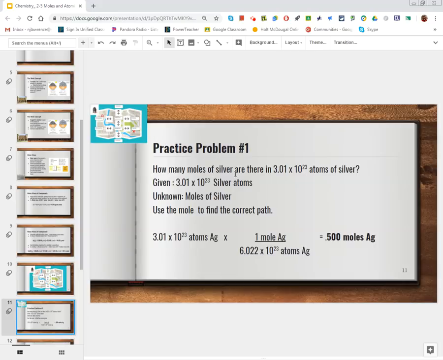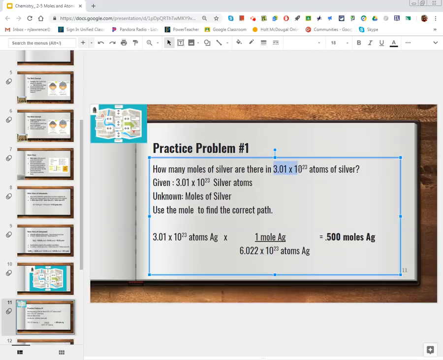So practice problem number 1. How many moles of silver are there in 3.01 times 10^23 atoms of silver? So obviously, we want to start with looking at the problem and see, okay, what did they give me in the problem? Well, I was given 3.01 times 10^23 silver atoms. This is what I know. I know this from the problem. This is my starting amount, because again, we're just doing a conversion problem, and so we got to write down what we know.